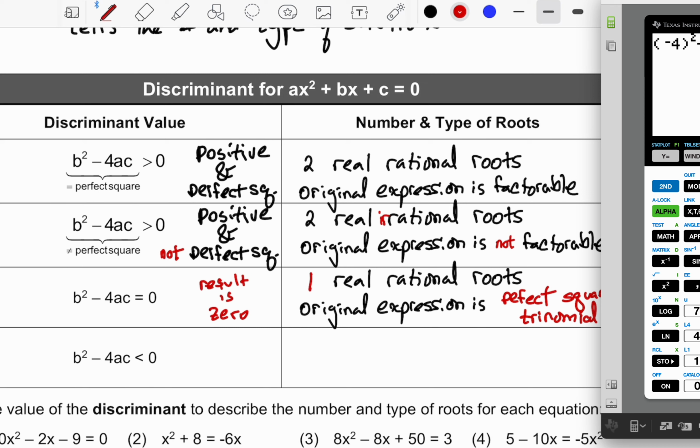The last one, b squared minus 4ac, is less than 0. So the result is negative. And maybe some look at this as the best case scenario. There's no solution. There are no real roots, because you're going to get an imaginary result under the radical. So no real roots.